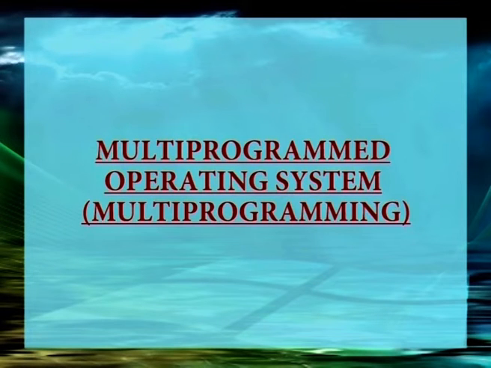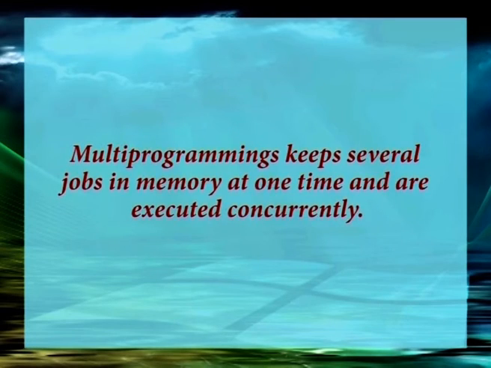Next we have multi-programmed operating system, also known as multi-programming. Batch processing dedicates resources, CPU and memory of a computer system, to a single program at a time. A single user cannot keep either the CPU or the input-output devices busy at all times. Therefore, to increase the utilization of resources, multi-programmed operating system is used. Multi-programming keeps several jobs in memory at one time and they are executed concurrently.